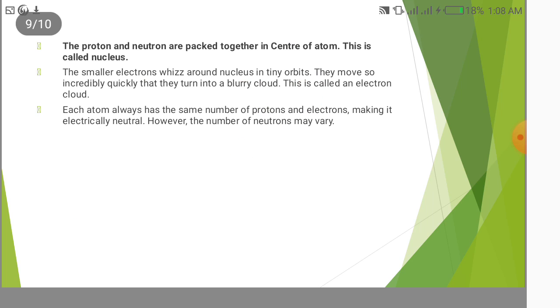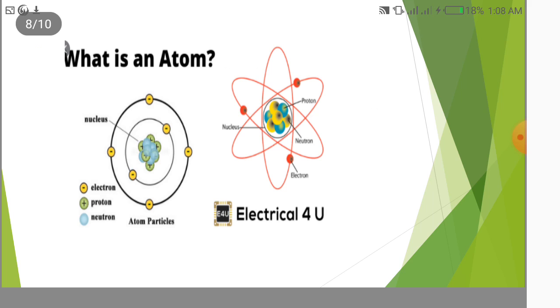The proton and neutron are packed together in the center of the atom. This is called the nucleus. The smaller electrons whiz around the nucleus in tiny orbits. They move so incredibly quickly that they turn into a blurry cloud, and this is called the electron cloud. Here you can see the electron cloud. Each atom always has the same number of protons and electrons, making it electrically neutral. However, the number of neutrons may vary.